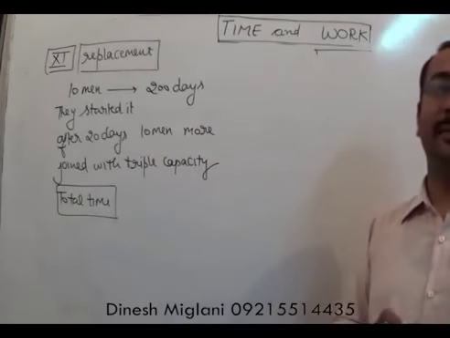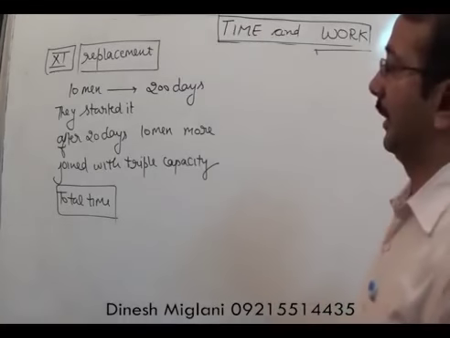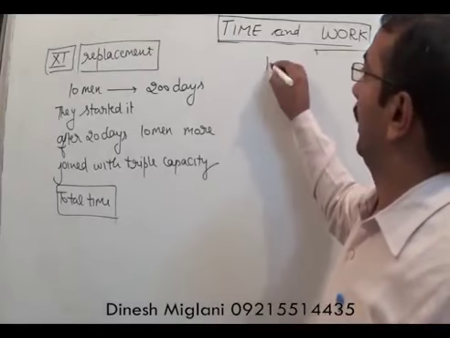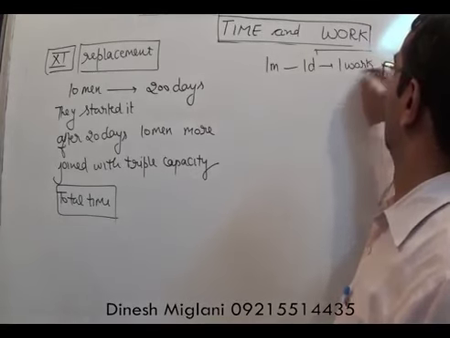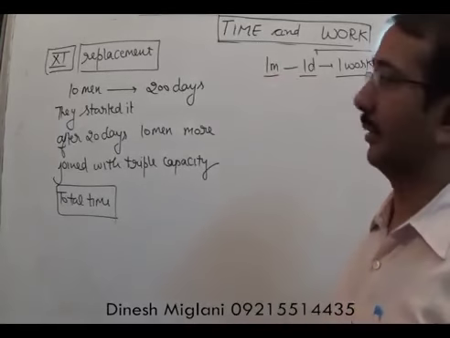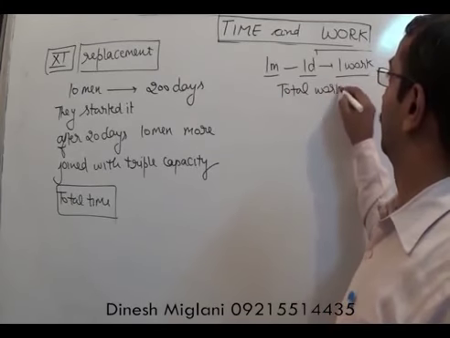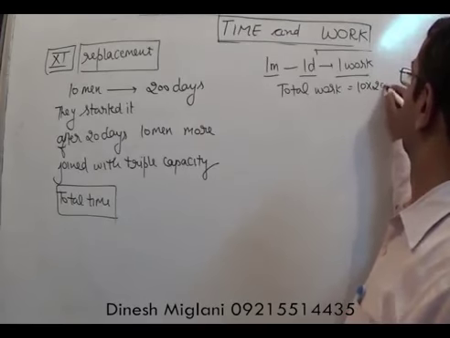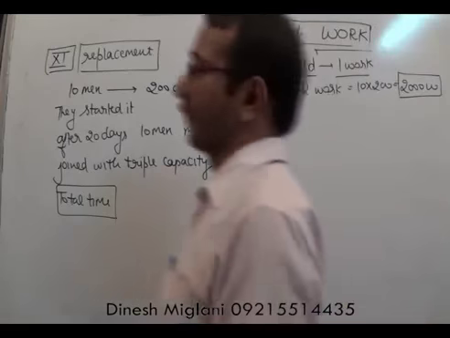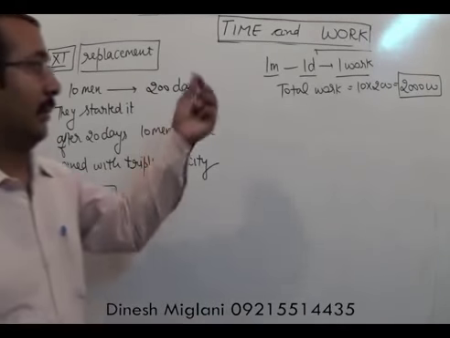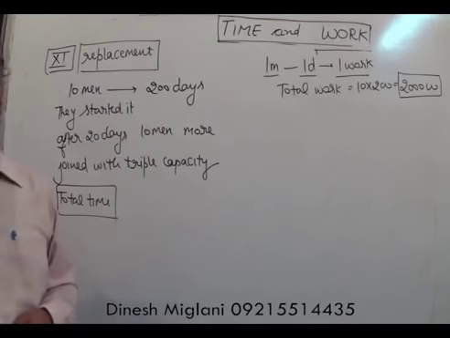This question can be taken the same as the concept of the garrison of the food that I have discussed earlier. Let me assume that one man in one day does one work. It means the total work done by 10 men in 200 days would be 10 into 200, which is equal to 2000. That is my total work. I have assumed that one man's one day work is 1.